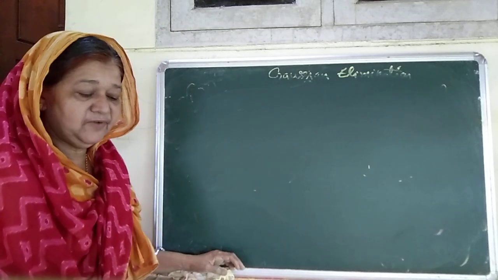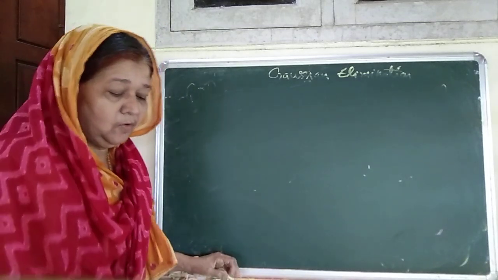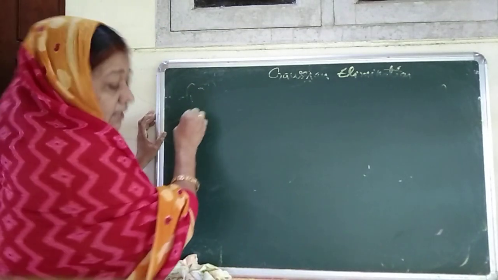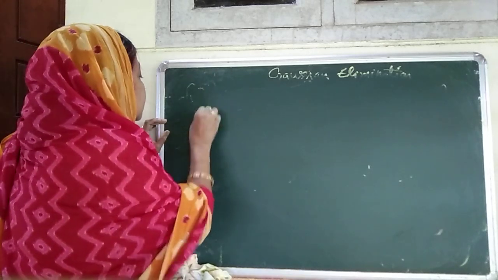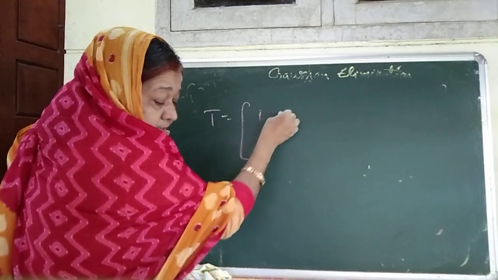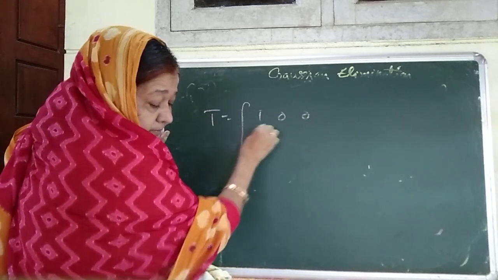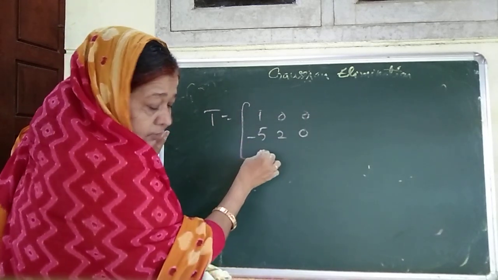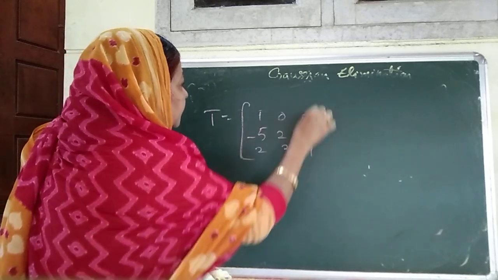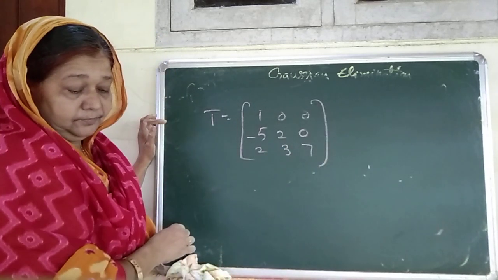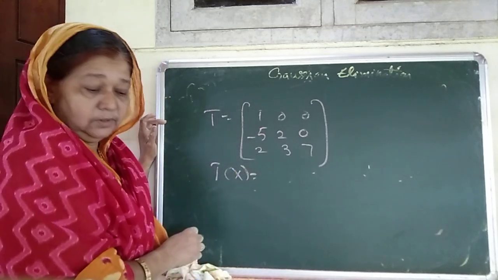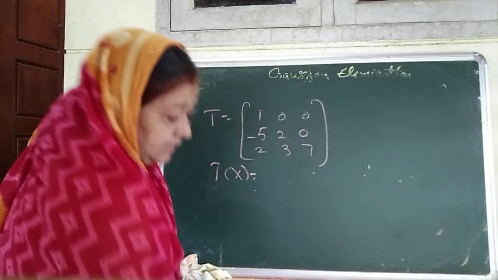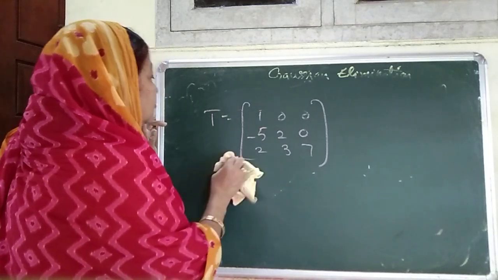Find the eigenvalue and eigenvector of the transformation. It's very important. Find the eigenvalue and eigenvector for the transformation T equal to [1, 0, 0; -5, 2, 0; 2, 3, 7]. We have T x equal to lambda x. Then we have to find the characteristic equation.